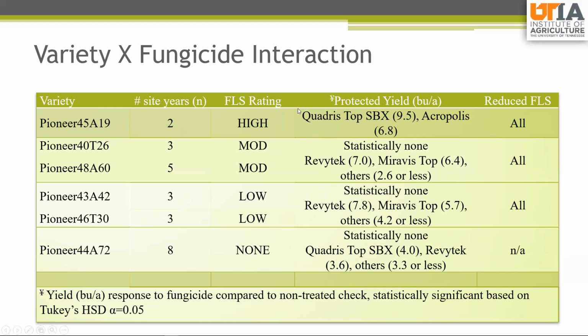Top. And then only where we had our highly susceptible variety, which we were only able to use 1 year at 2 different locations, statistically, Quadris Top SVX had a 9.5 bushel per acre response over our non-treated check, and our Acropolis had a 6.8 bushel per acre response over our non-treated check. These 2 years specifically, that's where our Quadris plus Tilt and our Quadris plus tebuconazole did not have a response over our non-treated check. So again, in certain situations, higher disease susceptibility, a highly susceptible variety, the better products are doing better in protecting your yield and giving you a fungicide response.